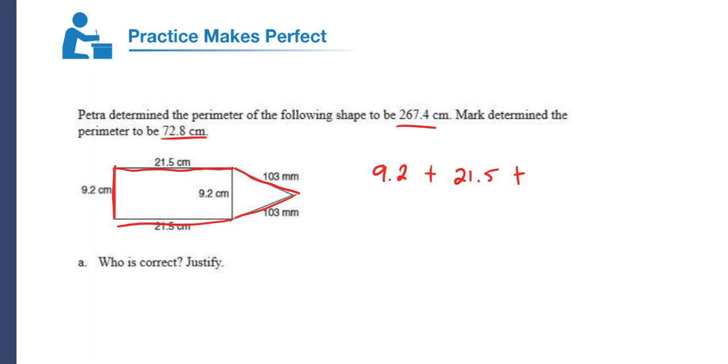So it'd be 9 plus 21.5 plus 103 plus 103. Here, I'll write it down. 103. Oh, shoot. Yeah, good call. Thank you. Yeah, good call. We've got to bring stuff in from last unit.